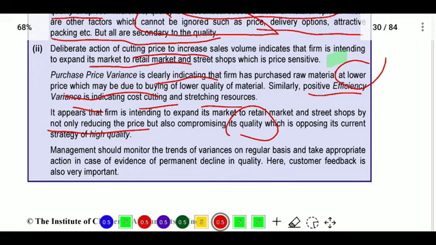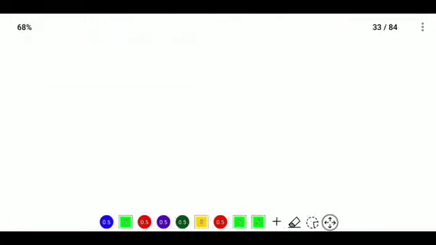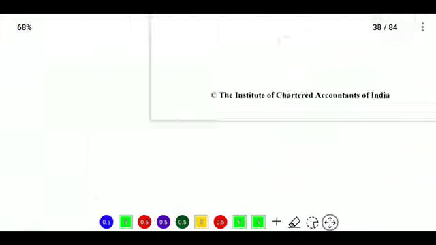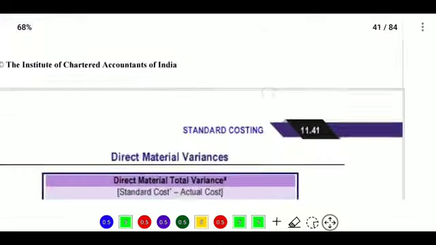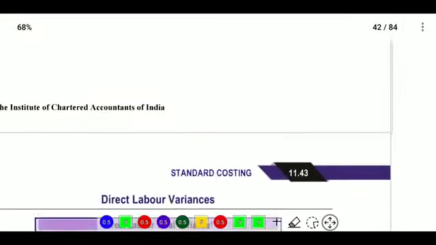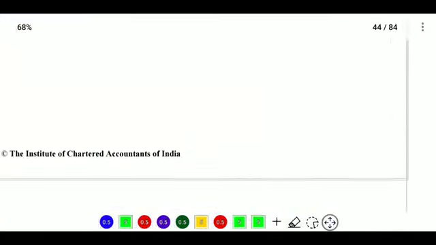Next, management should monitor the trends of variances on a regular basis and take appropriate actions in case of evidence of permanent decline of quality. Taking customer feedback is also very important. This is the case law. Next, we will discuss the test your knowledge questions. In the test your knowledge questions, we will discuss some questions now, and later in the next video we will discuss all questions. For now, we will discuss the first question.